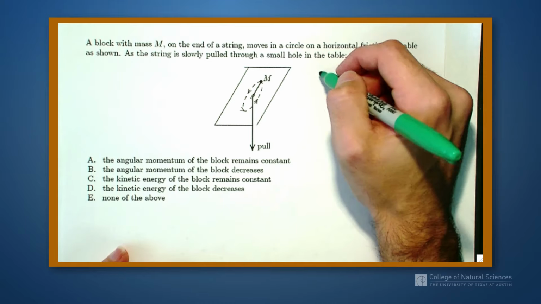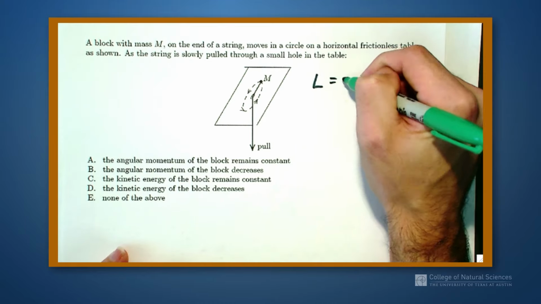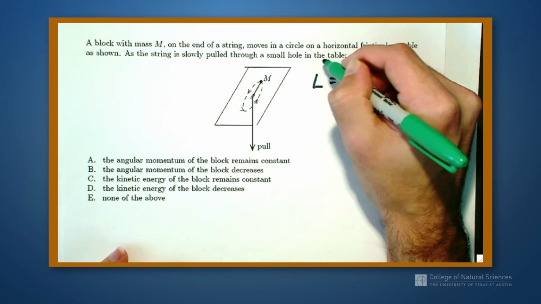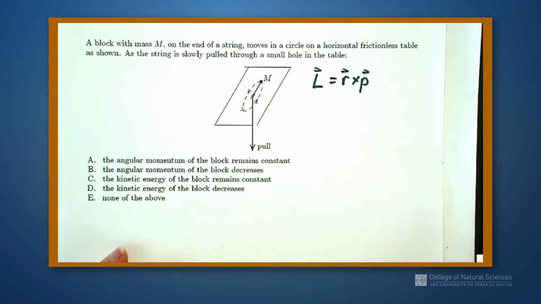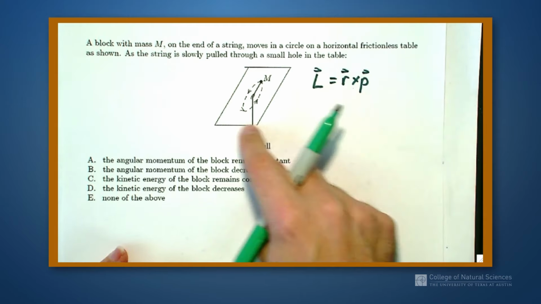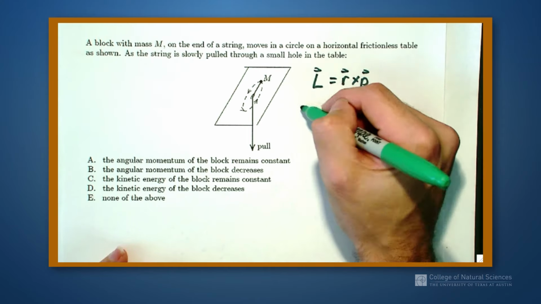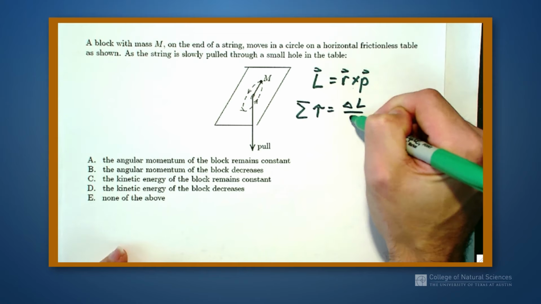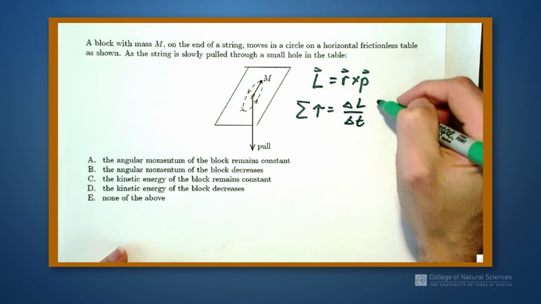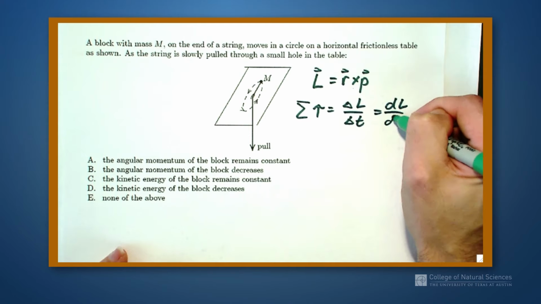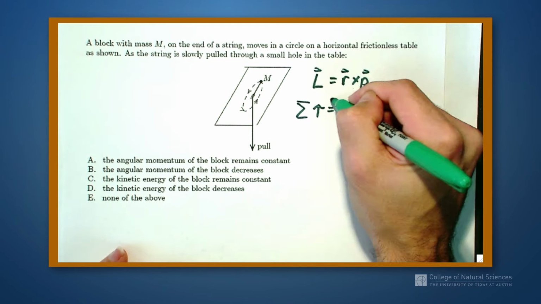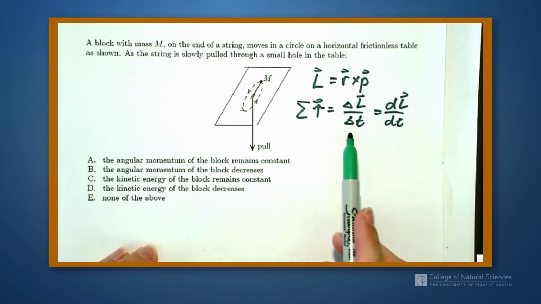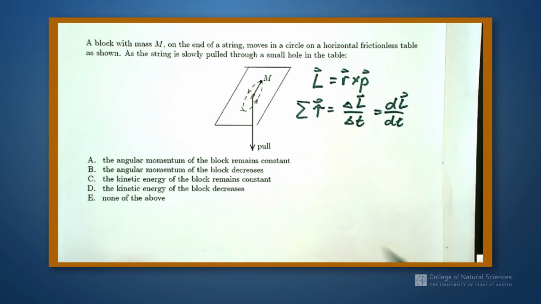Well, if we think about the angular momentum, it's r cross p. And we know that this thing's going to have some angular momentum, and actually more importantly, the net torque will give a change of L over change of time, if you like the derivative form of it, which I actually prefer, dL/dt. And this says that if we have a torque on this, it's going to change the angular momentum.